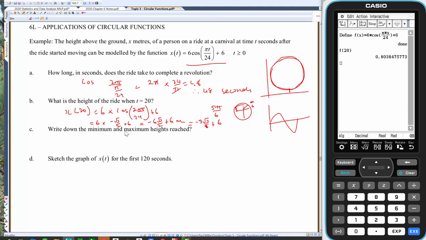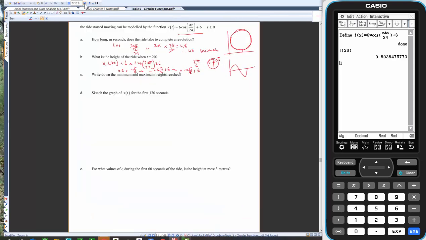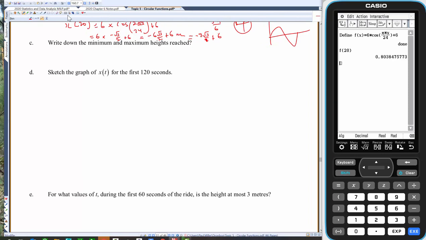Write down the minimum and maximum heights reached. Well, if we imagine this function, it's got a mean line of 6. That means that it's raised 6 units up, and then an amplitude of 6. So the max height will be 6 plus 6, which is 12. So max is going to be 12, and our min is going to be 6 take 6, which is 0.